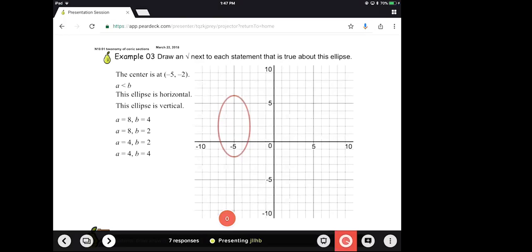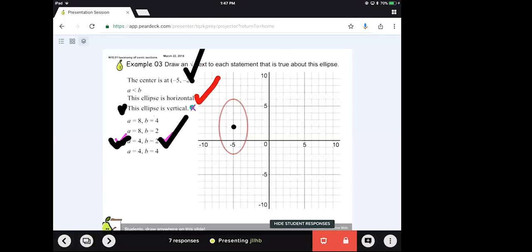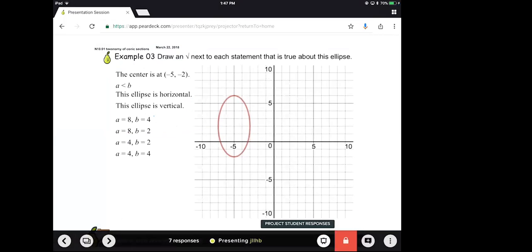All right, so let's see everybody together. We have pretty strong agreement on A and B, and that's correct, so yay for that. We have a little bit of disagreement on the center and the orientation. So I'm going to hide everyone for a second. So -5, -2 would be over 5 and down 2, which would be the bottom of the ellipse, not the center. Somebody actually marked the center, which is actually great.